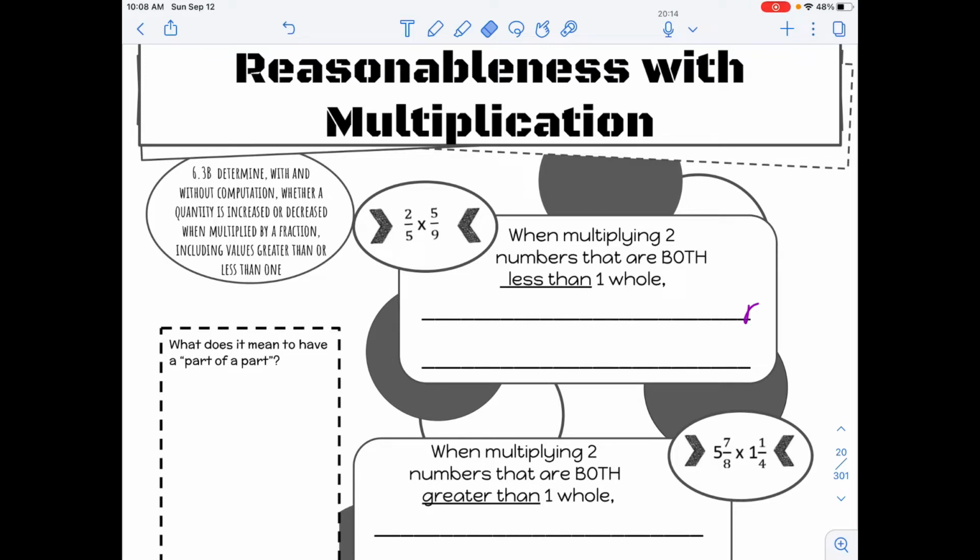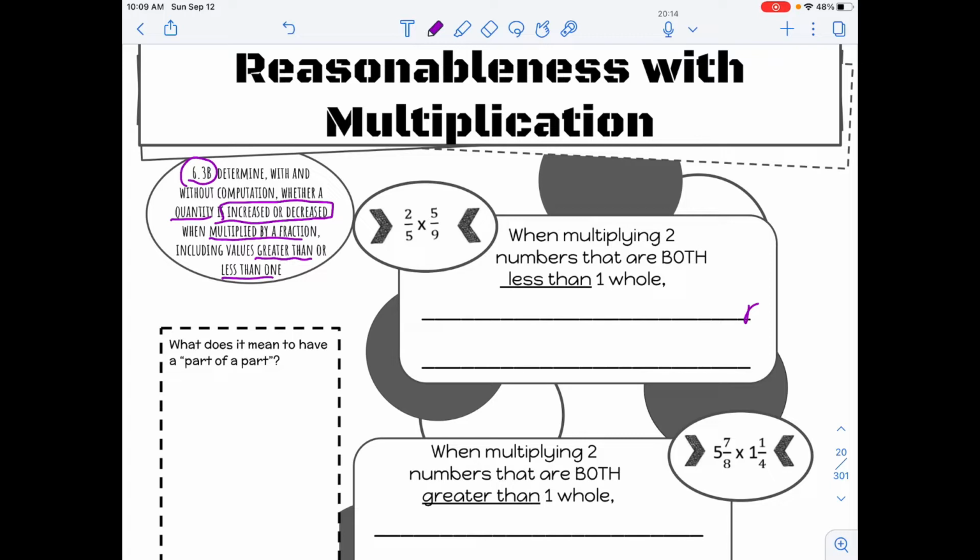So your standard is 6.3b: Determine with and without computation whether a quantity is increased or decreased when multiplied by a fraction, including values greater than 1 or less than 1. So what this means is we are going to multiply fractions that are greater or less than 1 and determine without solving them whether the answer is going to be greater than 1 whole or less than 1 whole. And we will apply this in our activities in our classroom, so that way we'll be able to understand this a little bit more.